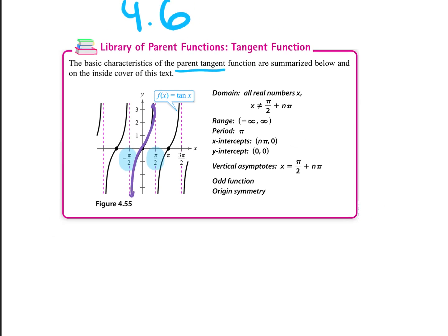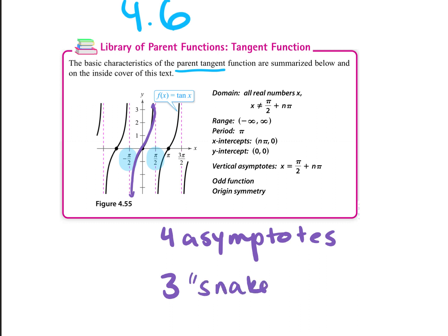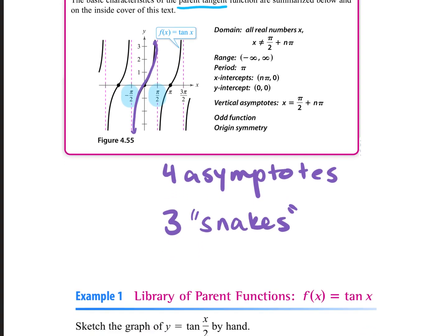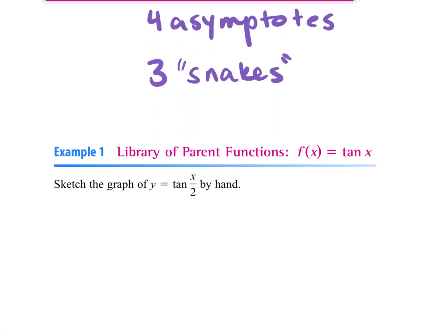When we graph these, I'm going to ask for 4 asymptotes and 3, we'll call them snakes. So again, these are our asymptotes for our parent function. The 2 main ones are at negative pi over 2 and pi over 2. I'm going to show you how that will change if we have transformation. So we're going to look at example 1.